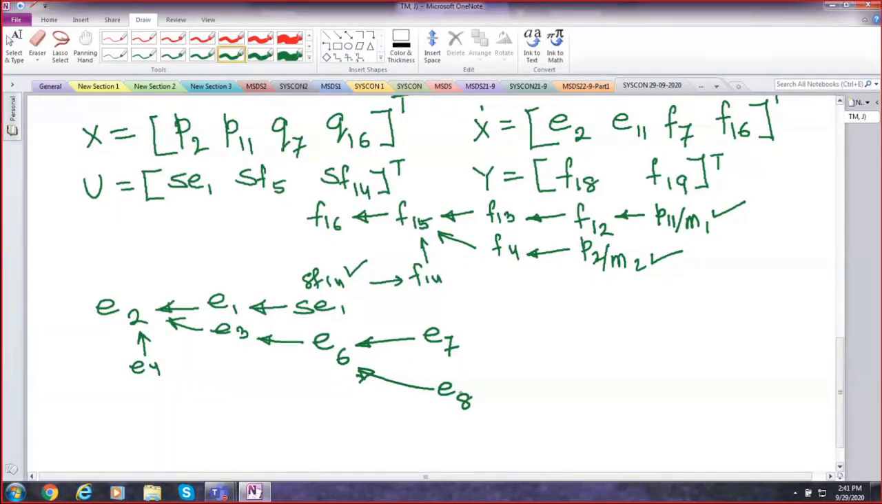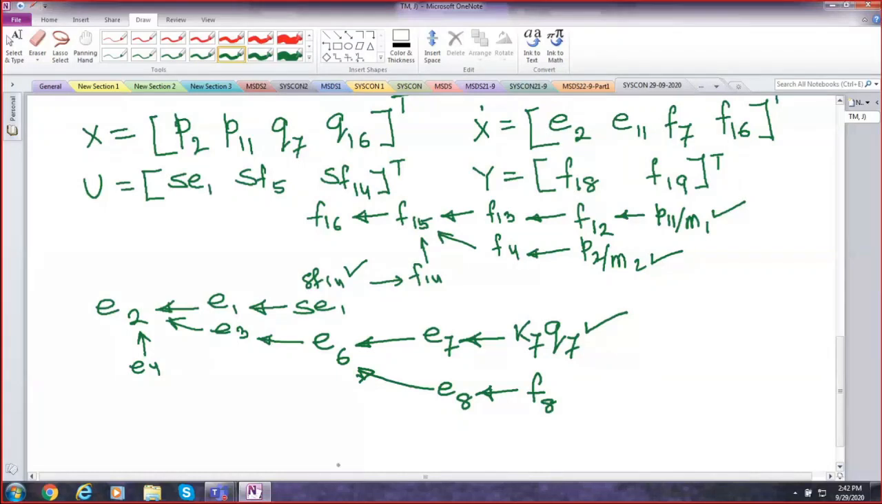So I wrote down E3 is caused by E6. E6 comes from E7 and E8. And E7 is known, that is K7 Q7, our state variable, which terminates. E8 comes from a resistance, and this resistance is in such a causality that it requires the value of F8. So if you look at the picture, to calculate E8, we require the value of F8.